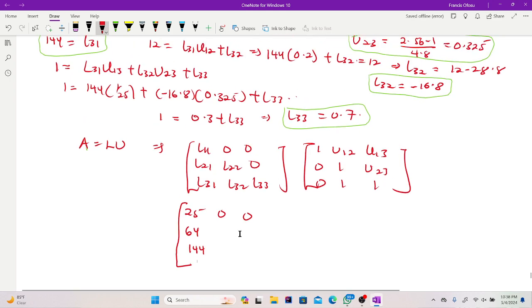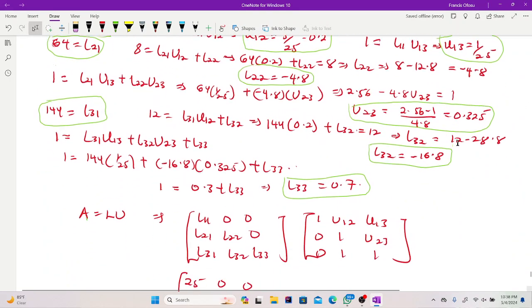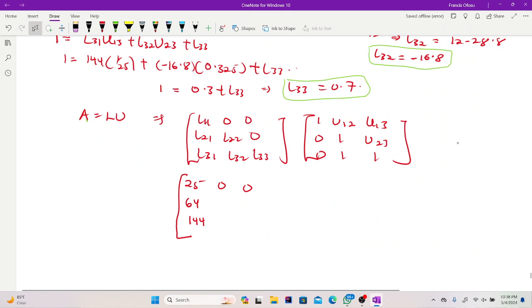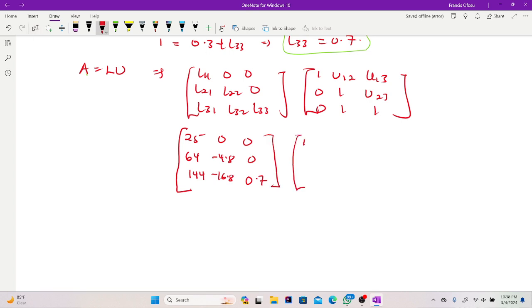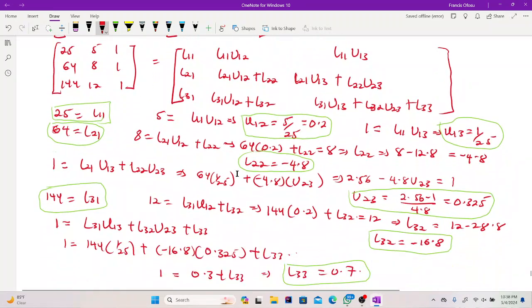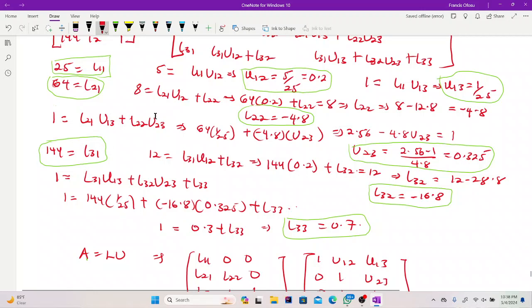Then I need L22. So L22, 0. What is L22? L22 is negative 4.8. So negative 4.8. Then I write my 0. Then L33. I know L33 to be 0.7. I write my 0.7. Then L32. My L32 is negative 16.8. So I simply write negative 16.8 like this. Then what is this side? I have here to be 1. My U12, after calculation, I had U12 to be equal to this side.